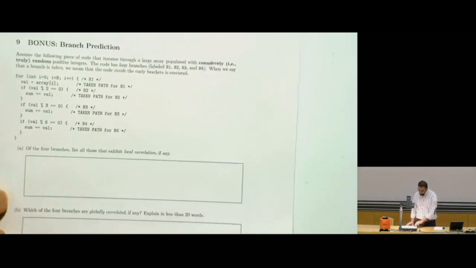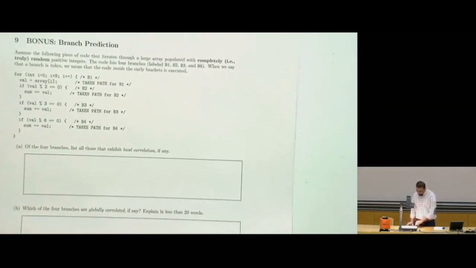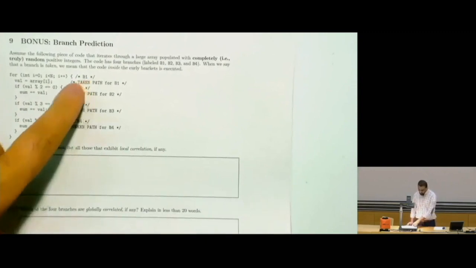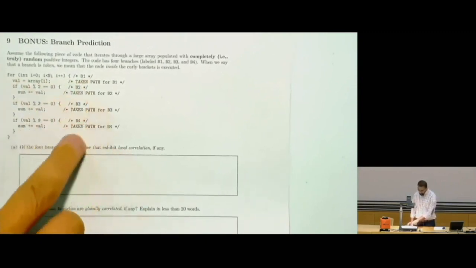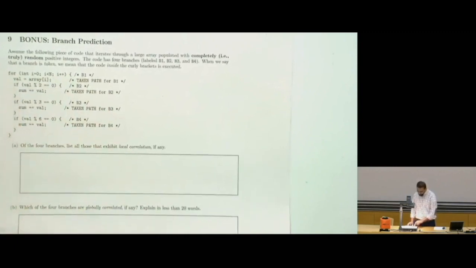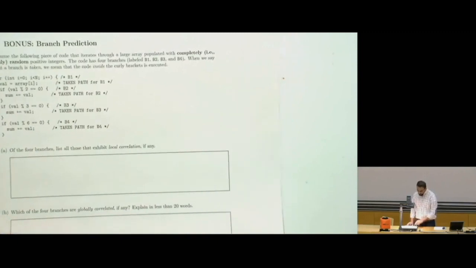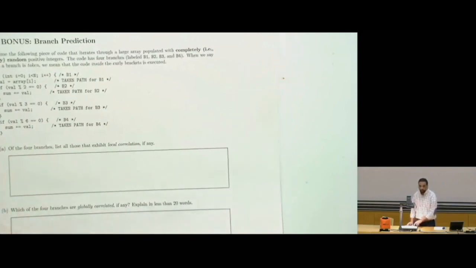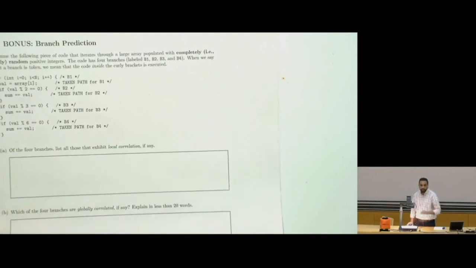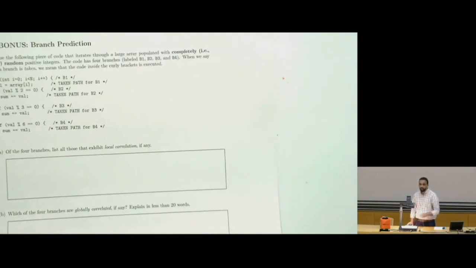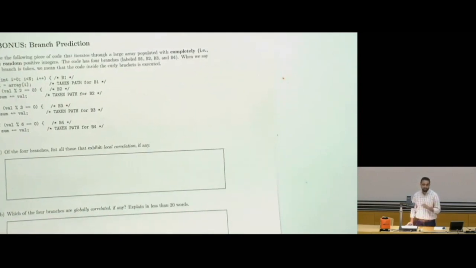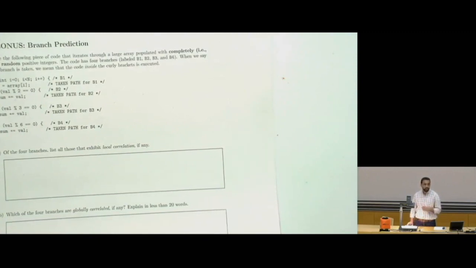OK. And the question asks you to show, out of those 4 branches, so you have B1, which is the for loop, and B2, B3, and B4, which are the if statements, what are the locally correlated branches? Local correlation means here, for the specific branch, if I know the previous value from the previous iteration, or if I know that the branch was taken or not taken, can I decide on the current iteration whether this branch will be taken or not? So this is what a local correlation means.